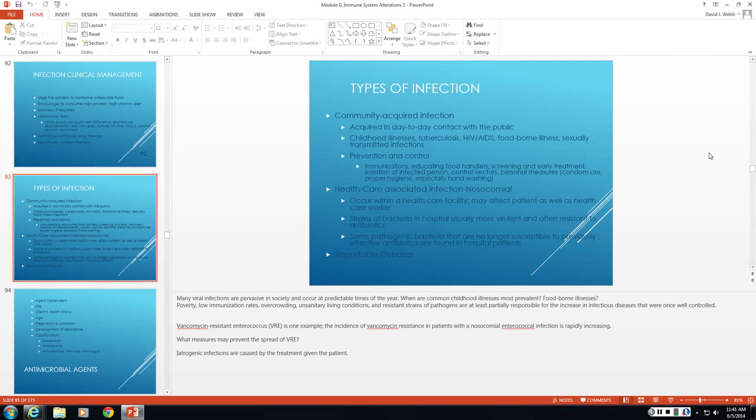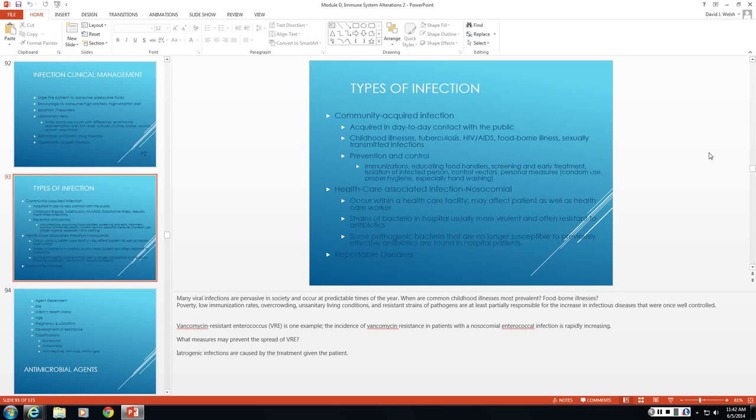We know when most childhood illnesses are prevalent. We know about foodborne illnesses and what causes those. We know that poverty, low immunization rates, overcrowding, and unsanitary living conditions all play a role in infectious diseases, how well they're controlled, and what types of diseases can occur from those.